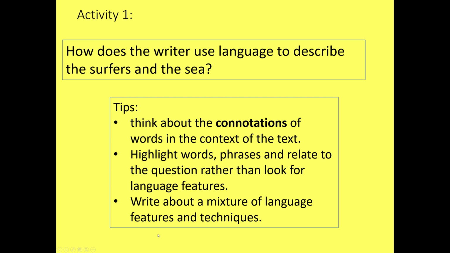And my final tip that isn't on the screen, but I would say when you're writing about this, try to just stick to language. Don't write about sentence types, structure, or anything like that. Just stick to language for this particular question in paper 2. So devote it just to language itself, not sentence structure or sentence length. Focus entirely on language.